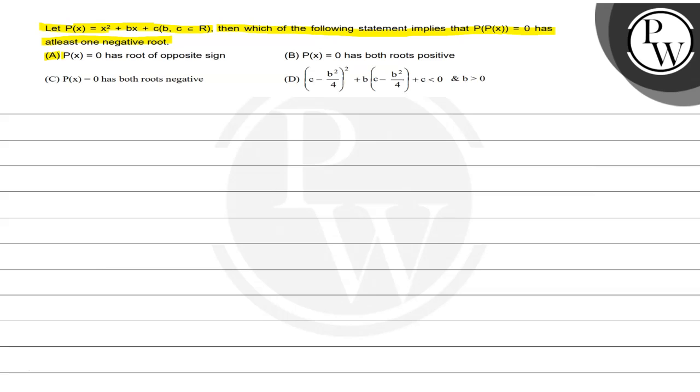A. P(x) equal to 0 has roots of opposite sign. B. P(x) has both roots positive. C. P(x) has both roots negative. D. (c minus b square over 4) square plus b times (c minus b square over 4) plus c is less than 0 and b is greater than 0.